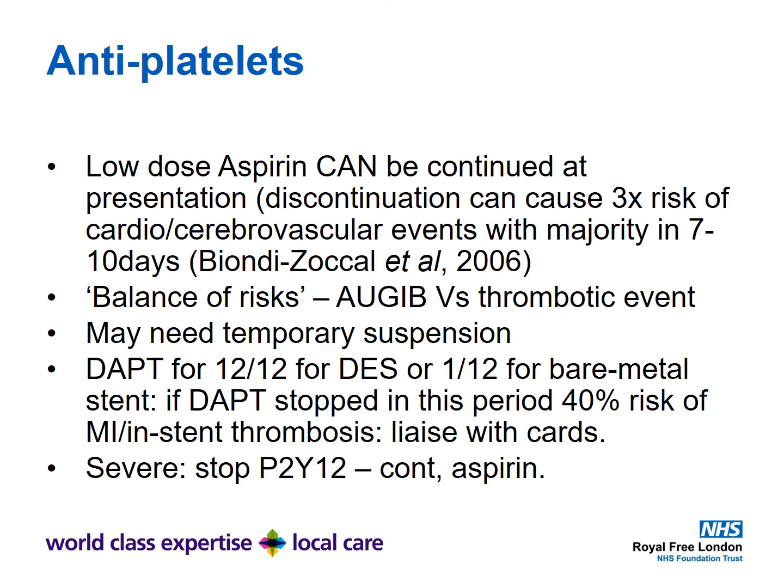Dual antiplatelet therapy, for example, for 12 months after a drug-eluting stent, or 1 month for a bare metal stent. Now, this again is quite important. So this is patients who have had a stent put in, a drug-eluting stent, which is what DES stands for. Then they have to be on DAPT, or dual antiplatelet therapy, i.e. aspirin and clopidogrel, for 12 months. If you stop it in this period, there is a 40% risk of MI and in-stent thrombosis. And again, you want to discuss this with the cardiologist before making this decision.